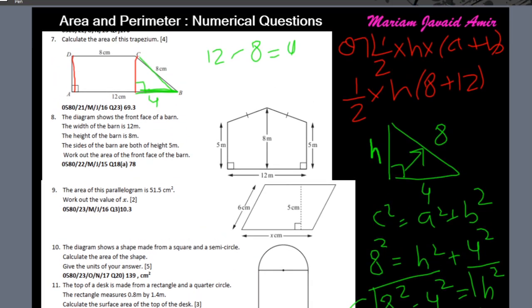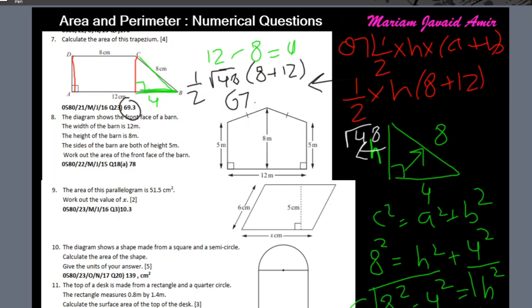So here I'll substitute under root 48. Now I'll simply substitute the values, which are, let me do the working here, which would be half times height, which came out to be under root 48, times sum of parallel sides, which is 8 plus 12. Now let's see what the calculator gives us. 0.5 times under root 48 times bracket 8 plus 12. This gives me 67.08, which is not the same answer.